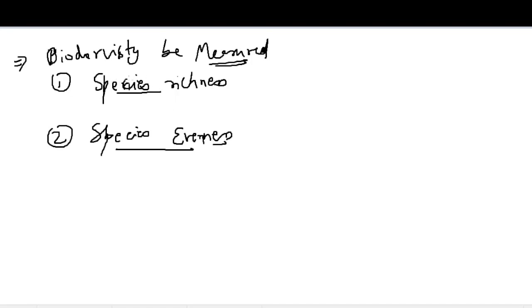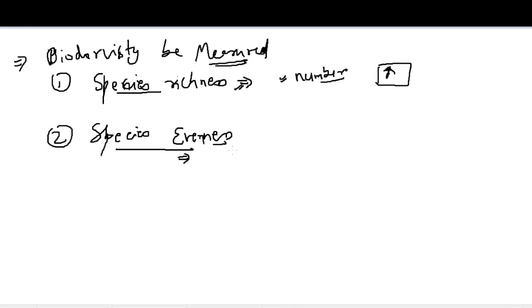Okay, now we will take another example. Before that we should consider what species richness is. Richness is the number of species found. The number of a certain species found in a geographical area is called species richness. So the greater the number, the richer the species of that area. Now species evenness. What is evenness?